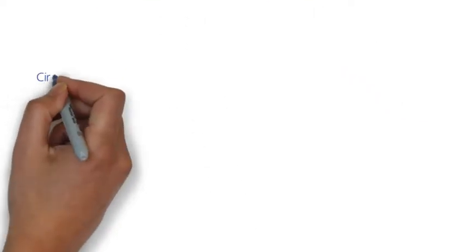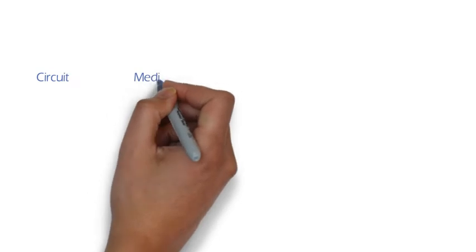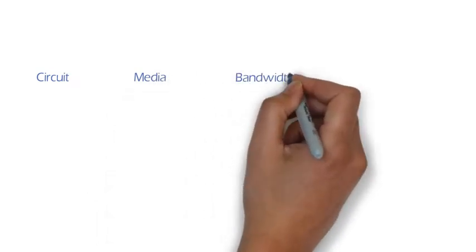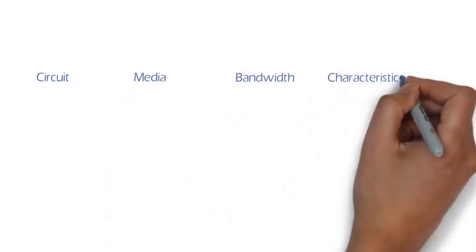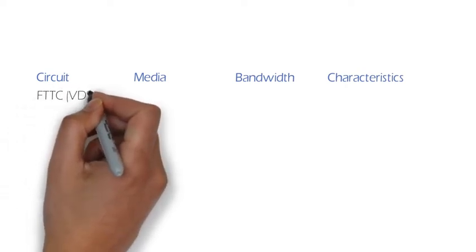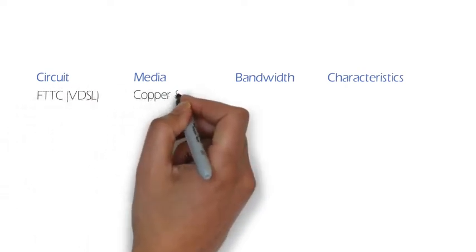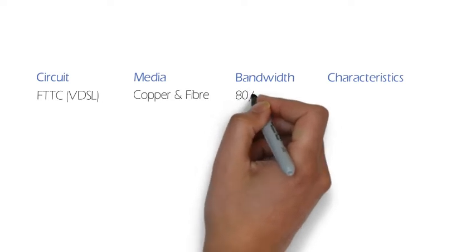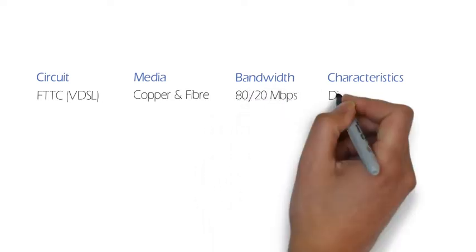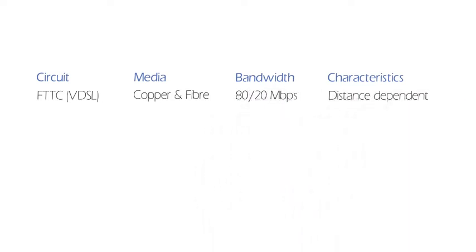Let's take a moment to summarize what we've just covered. Fibre to the cabinet based on VDSL technology uses copper to the cabinet and fibre back to the exchange. It has a maximum bandwidth of 80 megabits per second down and 20 up, and its performance is variable based on the distance to the cabinet, i.e. the length of the copper wire, and any congestion on the fibre link to the exchange, as this is shared with other customers connected to the cabinet.